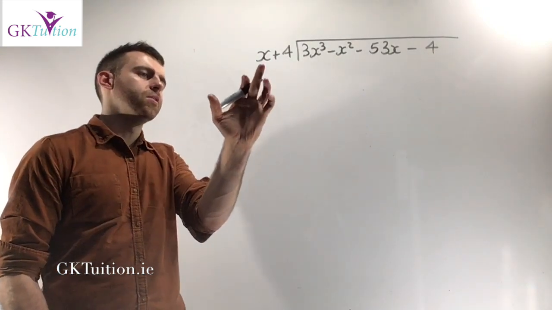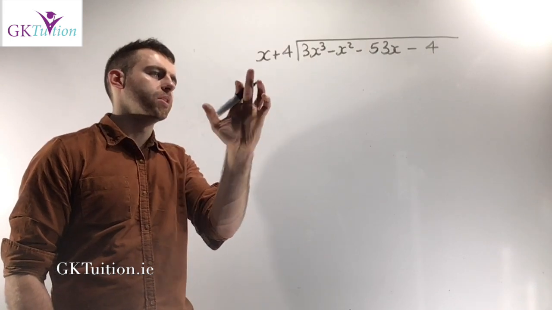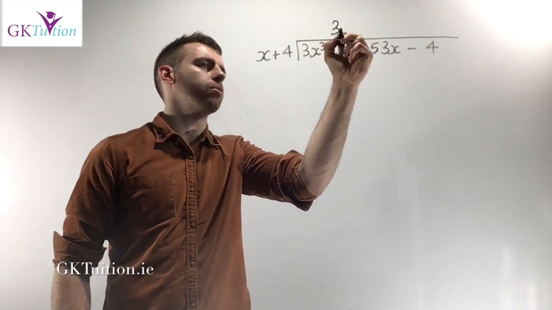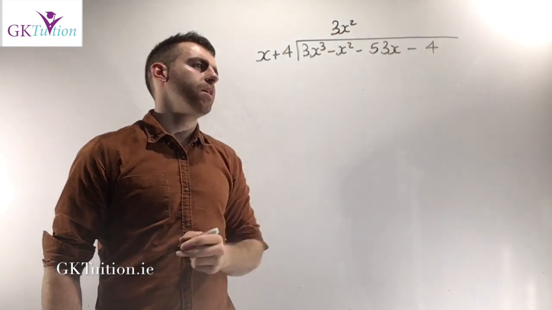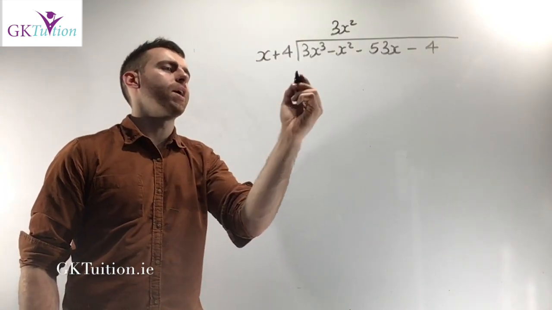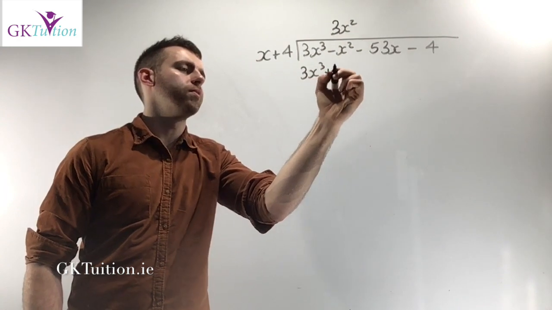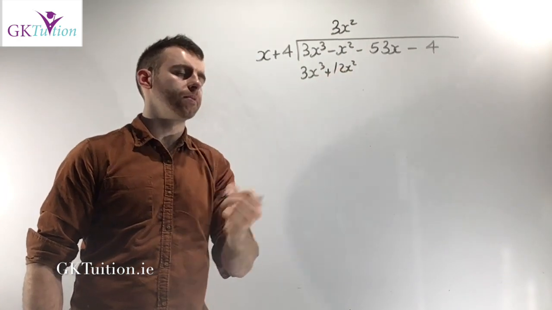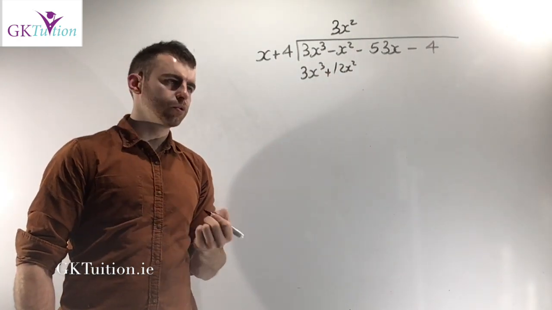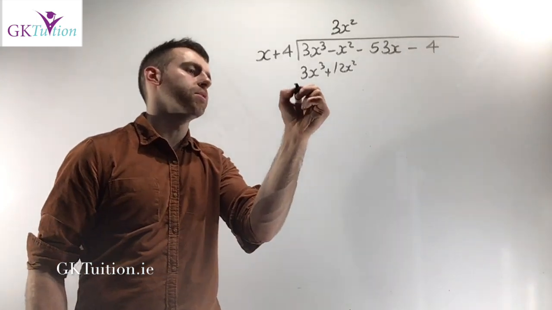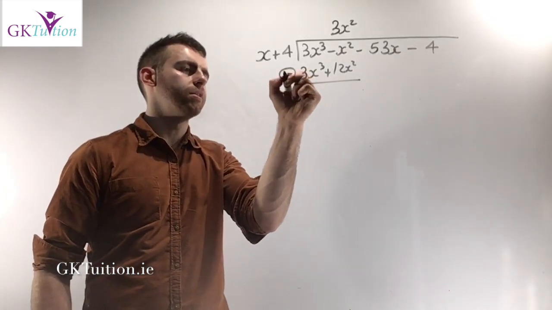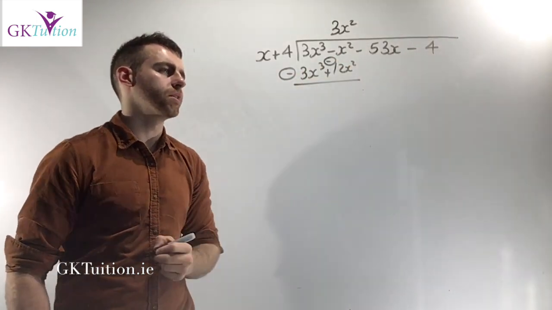The first thing I need to do is divide x into 3x cubed. X into 3x cubed goes 3x squared times. Then I need to multiply 3x squared by x, and it gives me 3x cubed. 3x squared by 4 gives me 12x squared. The next thing I want to do is subtract, so I need to change my signs. So you draw a line underneath, this becomes a minus, and this becomes a minus.